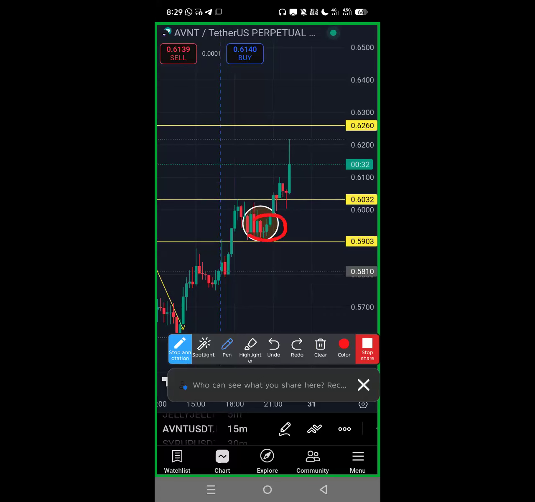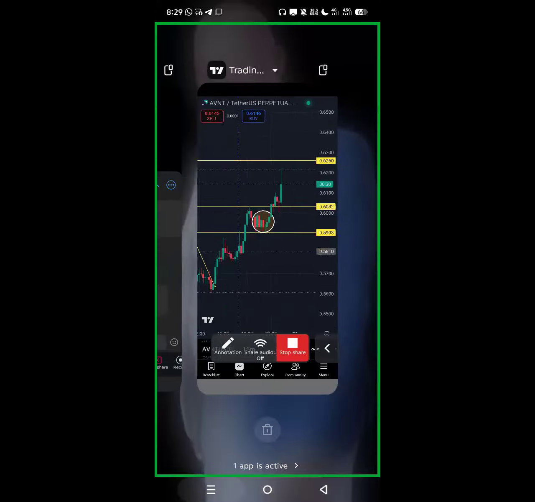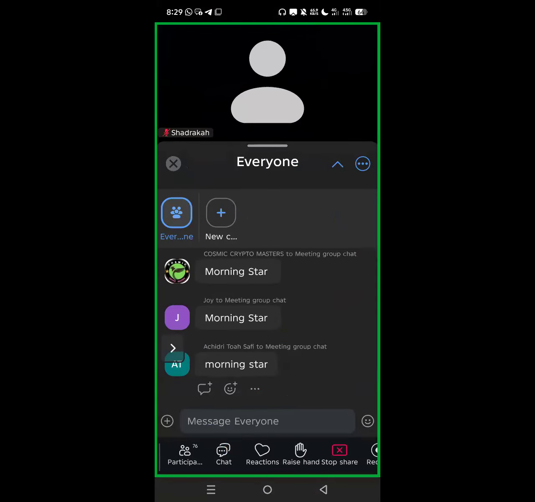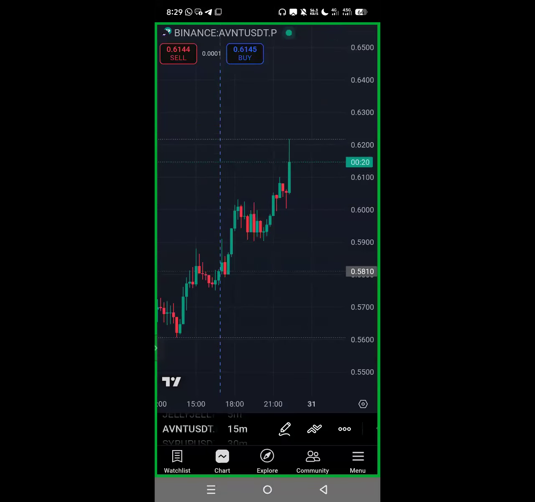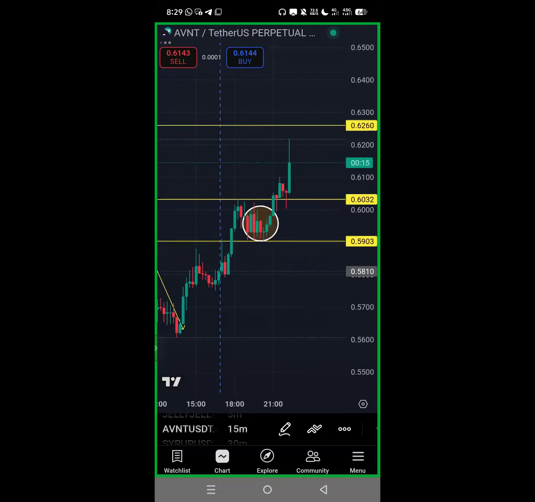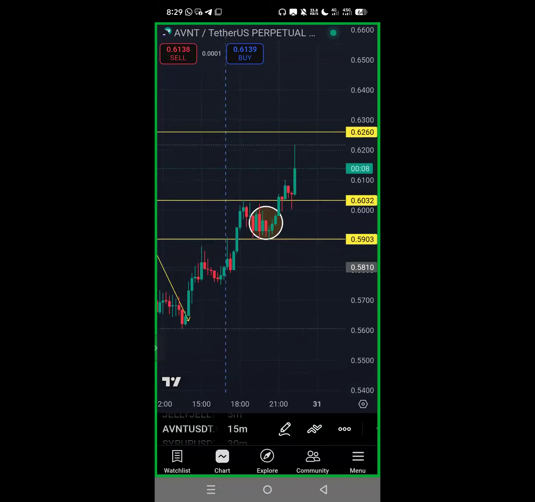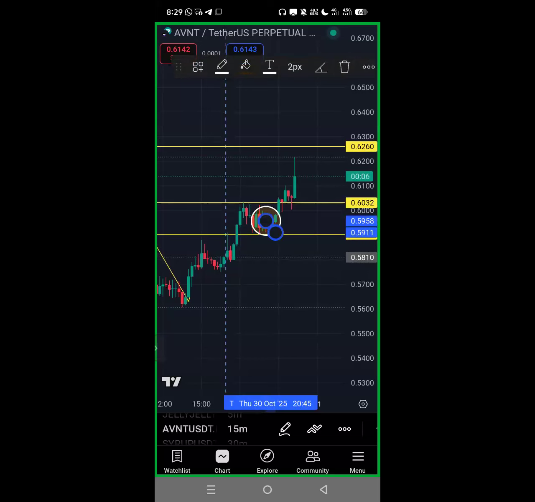So which formation is this? It was a morning star. Absolutely, it was a morning star. You see that? So that's how you go about making use of your support and resistance in combination with the candlestick pattern formation.